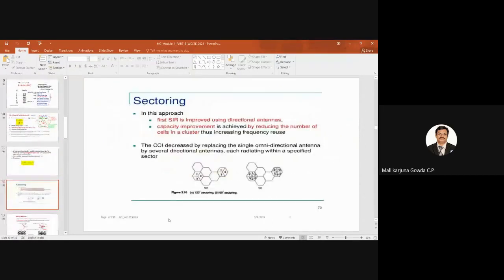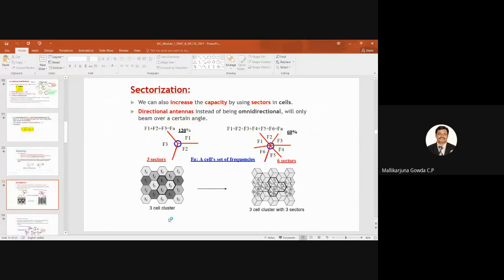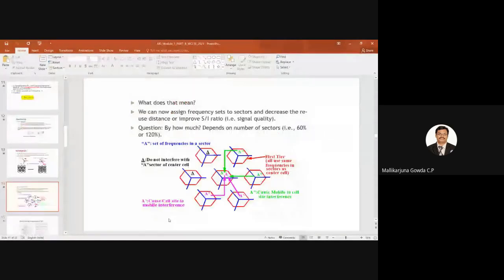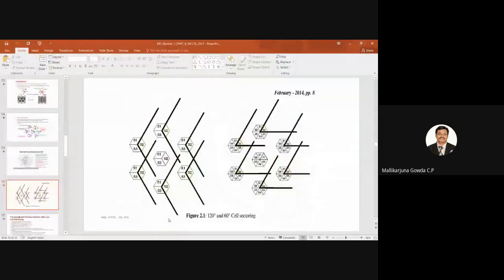Then I told you about sectoring, how I can enhance the capacity by using sectoring. There are two ways to do it: one is 60-degree sectoring, another is 120-degree sectoring. With 120-degree sectoring, only 2 co-channel cells will be interfering with the center cell. With 60-degree sectoring, only 1 co-channel cell will be interfering with the center cell. So with that, I can say what the improvement in the SIR is.